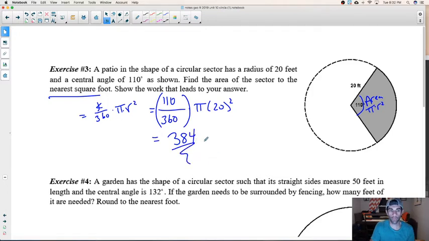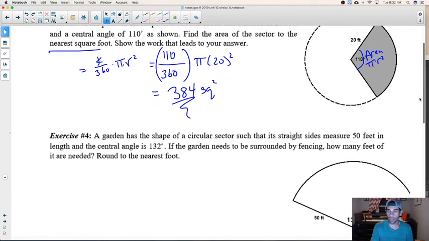384 would be the square footage. All right? So that is finding the area of a sector.